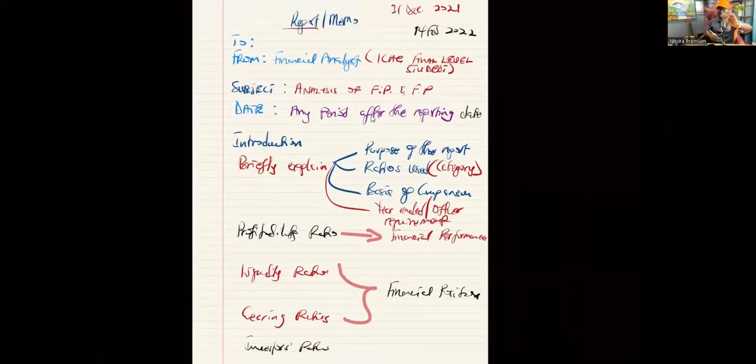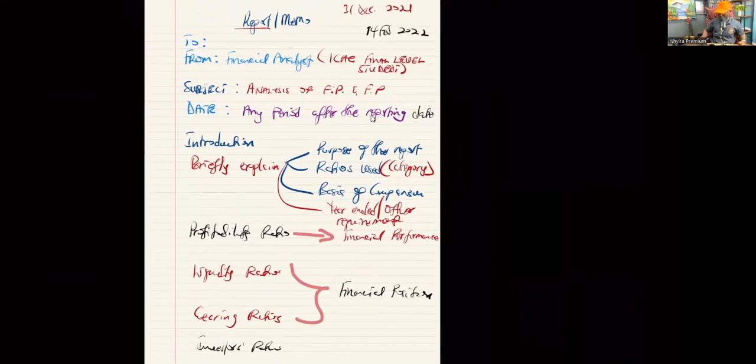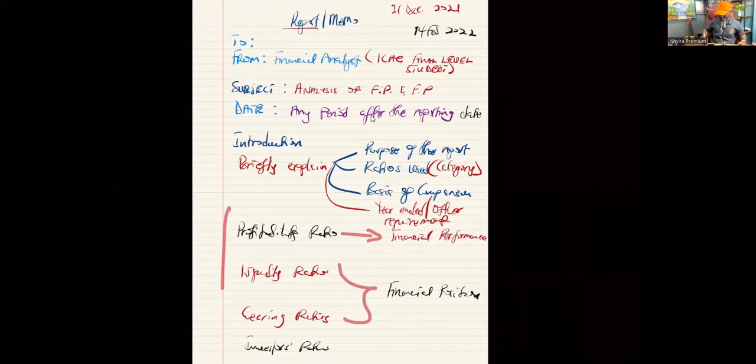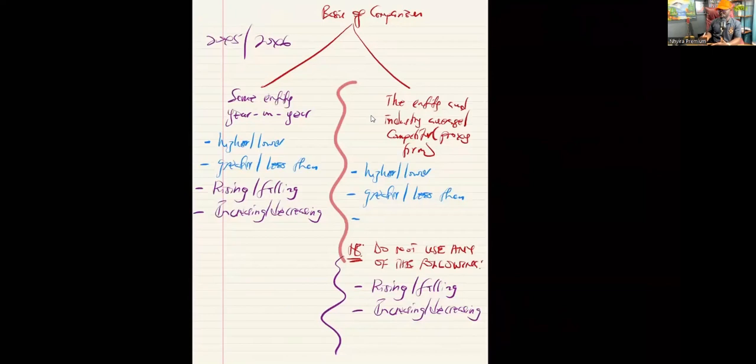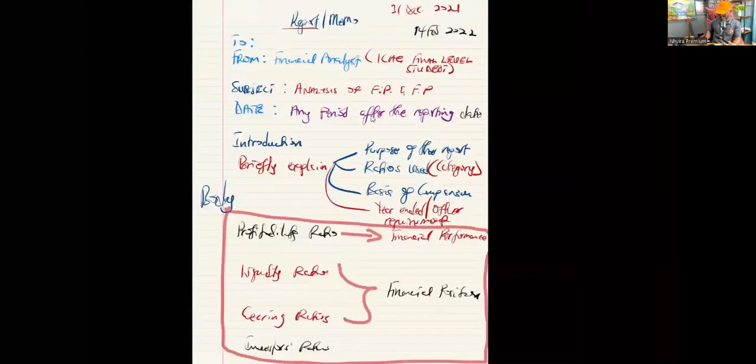So from intro, you come to the main body. This is the main body of the letter. Did I just say letter? Sorry. Of the report. This is the body of the report. So this is where you are going to use whatever word you have to use. Rising, falling, increasing, decreasing, higher, lower, greater, less than. You're going to do that here.